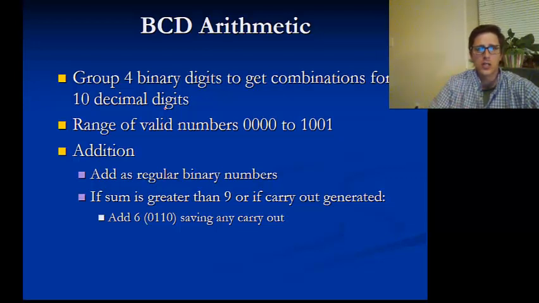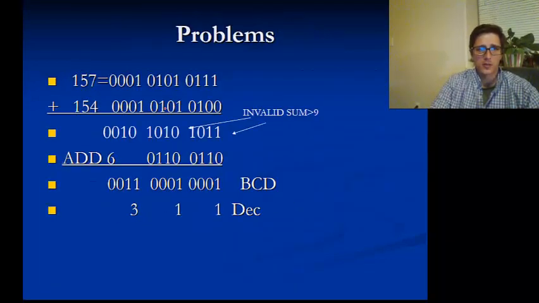So we're going to have a range of numbers between 0 and 9. If we have anything greater than 9, we're going to have to do some special rules. When you do addition of BCD numbers, you can add as regular binary numbers. If the sum is greater than 9, or if a carryout is generated, it can't do it. So you have to add 6 to save the carryout, and adding 6 will generate that solution.